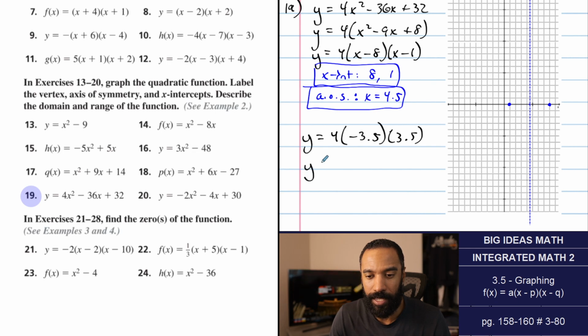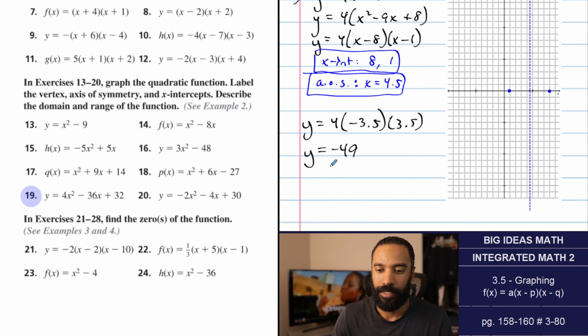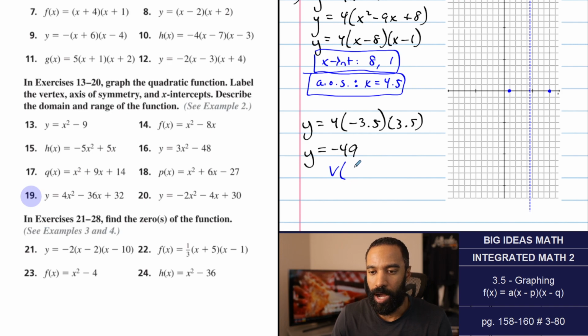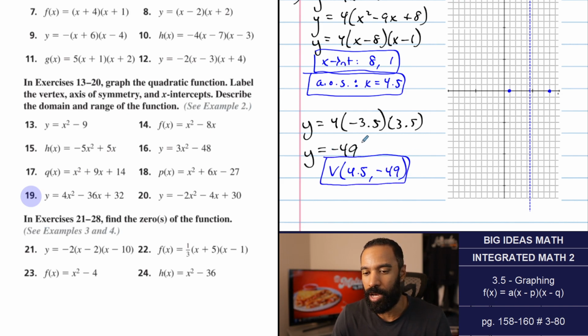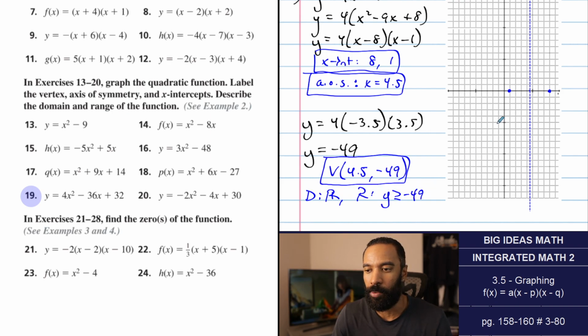Times 4 is 49? Negative 49? Is that right? I'm going to go with it. I think it's negative 49. So your vertex is at 4.5, comma, negative 49. Yeah, the last one was 24.5 when we doubled it. So there's that. Domain, listen, I'll tell you straight up, domain's all real numbers. Range is y is greater than or equal to negative 49. That's going to be the lowest, the minimum.